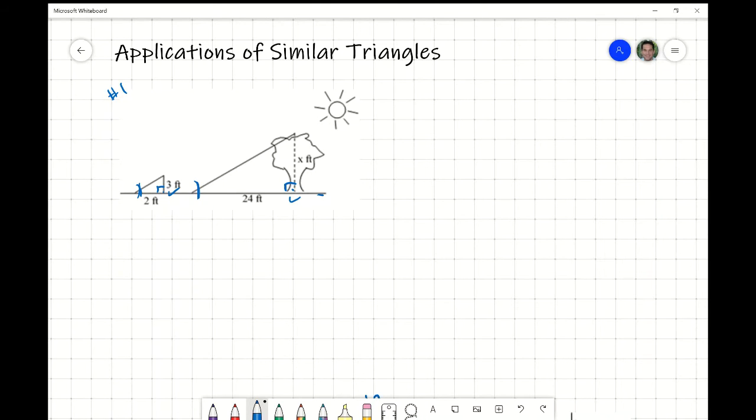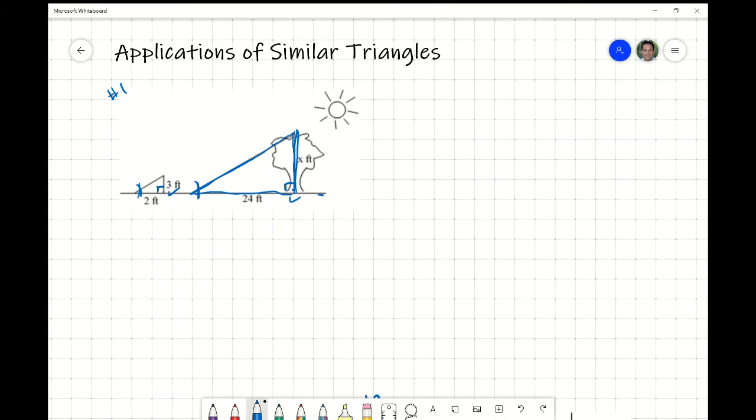So what we've got going on here is the sun shines over the top of this tree, and this ray of light here creates this shadow. And so in this real world example, we're trying to use the shadow side as well as this other triangle here on these two sides to find the missing height of the tree.